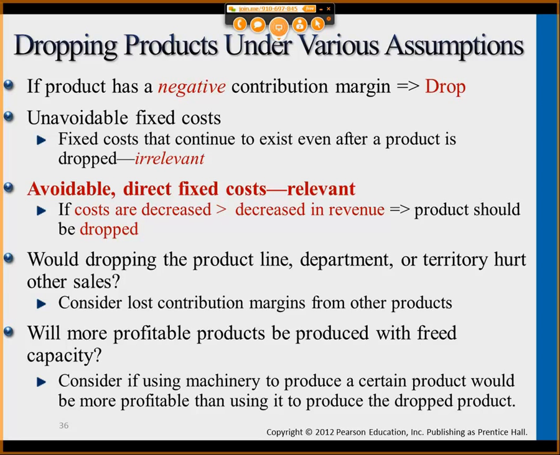However, if the product line has a positive contribution margin, then it's going to help us to cover at least some of that fixed cost that the company is acquiring. So that is also an important point to keep in mind. So those direct fixed costs that are avoidable, right? We just talked about unavoidable. Those that are avoidable, they are relevant. We have to take them into consideration when we're making a decision. So when the costs are decreasing at the rate that is greater than the decrease in revenue, then the product needs to be dropped.